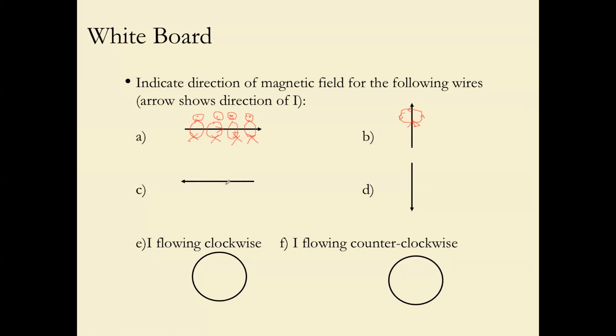For part C, this is the direction of the current, which means the direction of your right thumb. So make a circle around it. Now, when you curve your fingers around the wire, you will see that at this point it is into the page. And here it is out of the page.